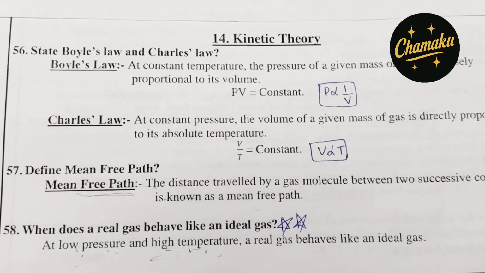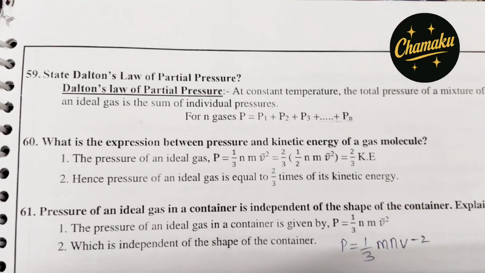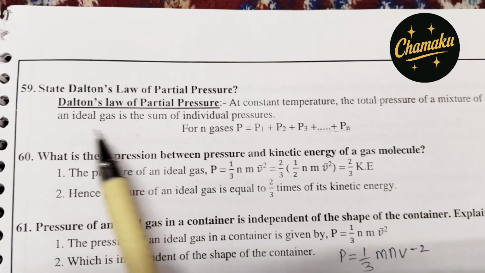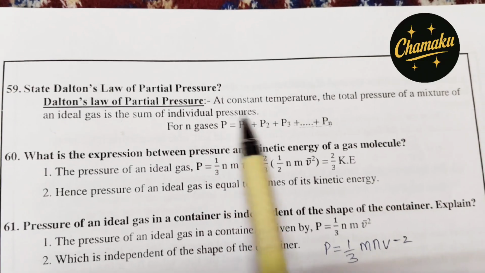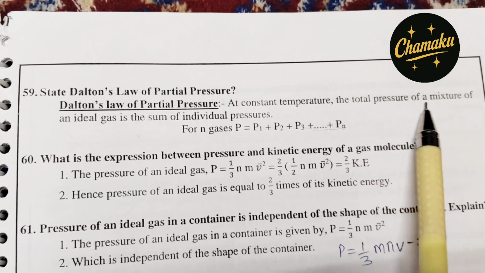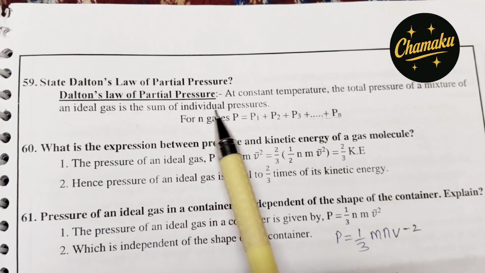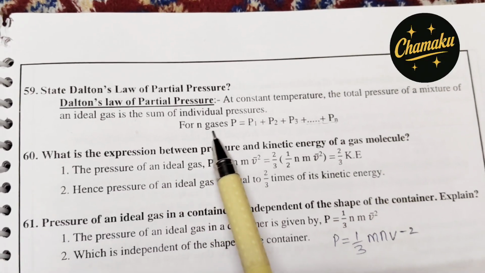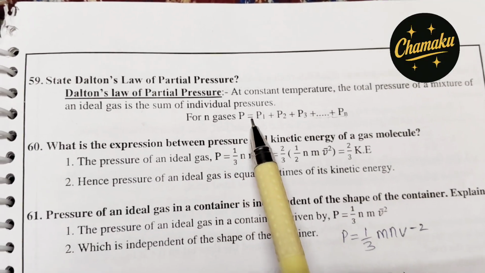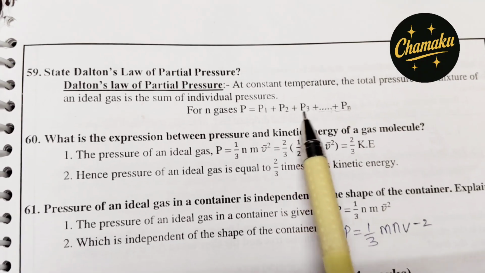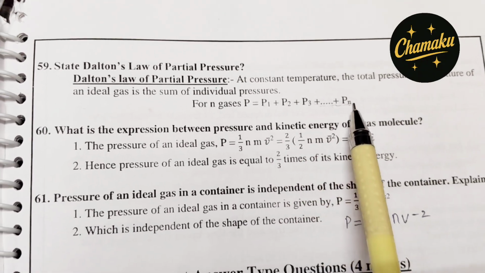Next one, state Dalton's law of partial pressure. At constant temperature, the total pressure of a mixture of ideal gases is the sum of the individual pressures. For n number of gases, P is equal to P1 plus P2 plus P3 and so on.